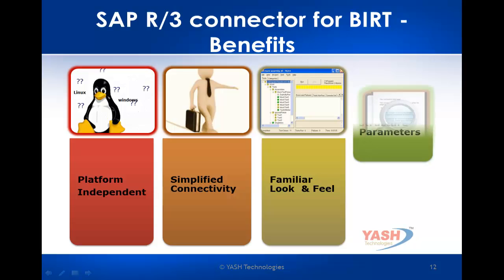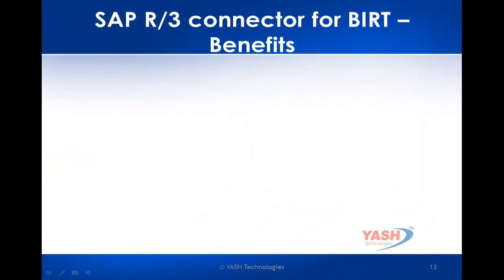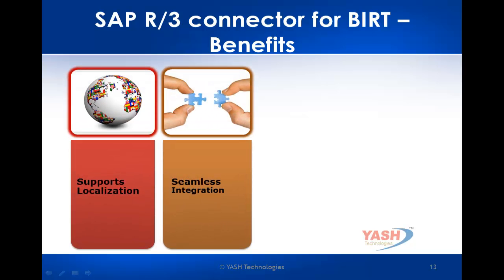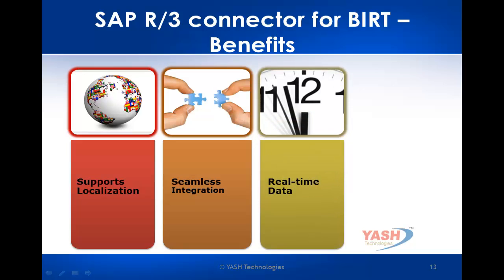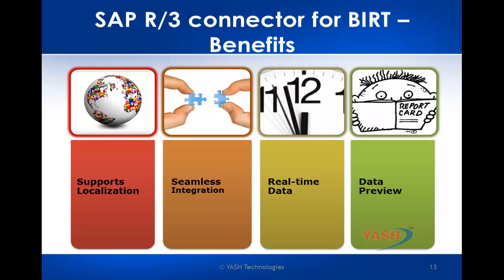It provides a flexibility to view and select the required table or structure parameters available in BAPI as a primary data set. All the labels can be localized to different languages as required. It provides seamless integration to SAP R3 system. No additional configuration is required. SAP R3 Connector for BIRT displays real-time data, so the business users can be assured of the insights that they draw are real-time and not historical. With the help of SAP R3 Connector for BIRT, the data can be previewed visually before actually designing any report, thereby avoiding the need of recreating queries.